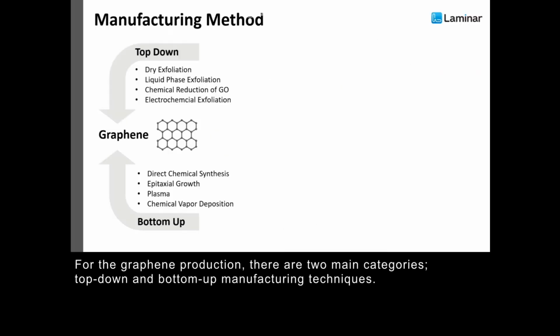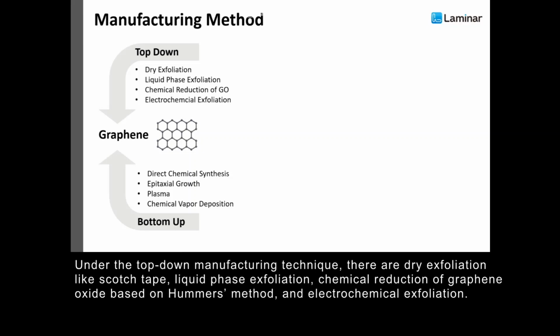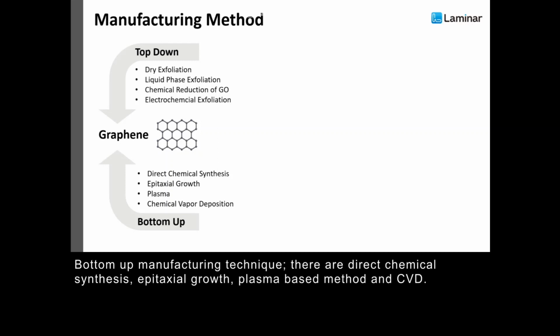For the graphene production, there are two main categories, top-down and bottom-up manufacturing techniques. Under the top-down manufacturing techniques, there are dry exfoliation, like Scotch tape, liquid phase exfoliation, chemical reduction of graphene oxide based on Hummers method, and electrochemical exfoliation. Bottom-up manufacturing techniques include direct chemical synthesis, epitaxial growth, plasma-based methods, and CVD.